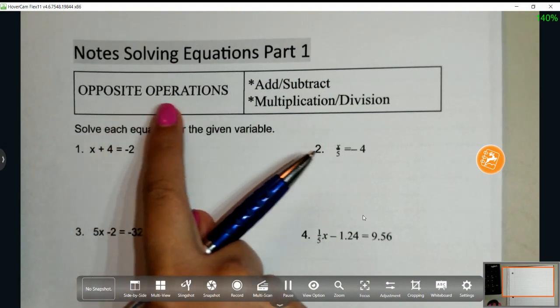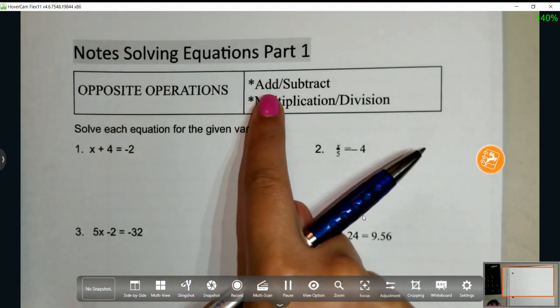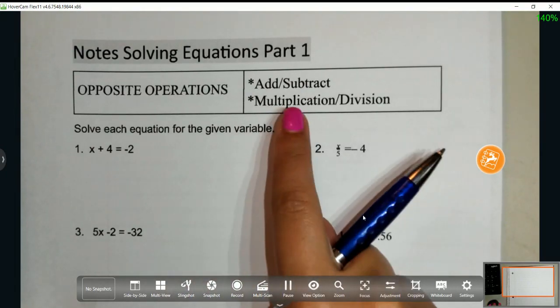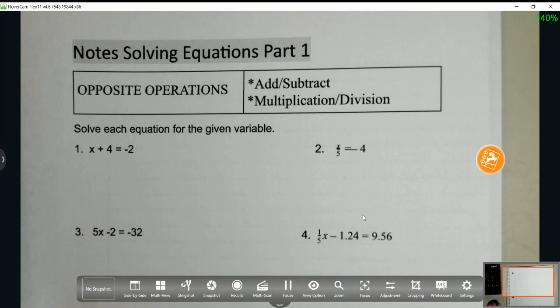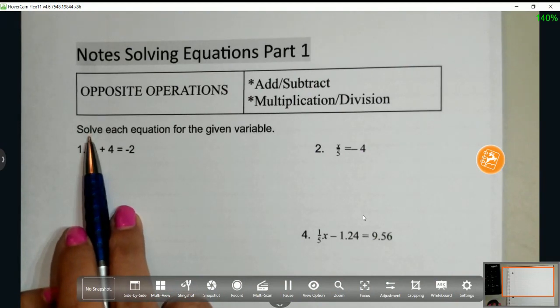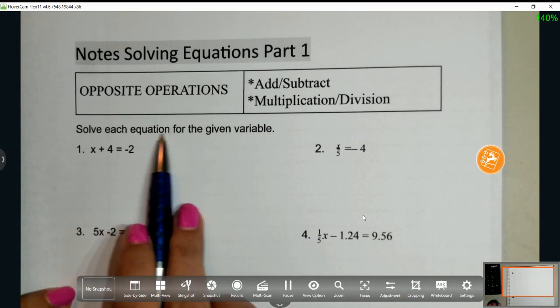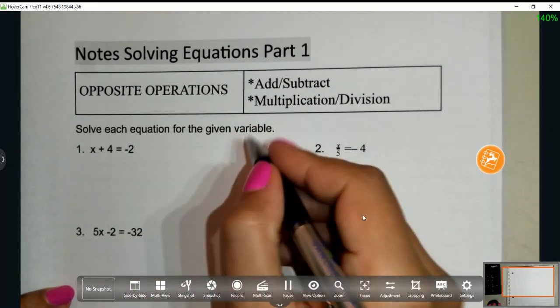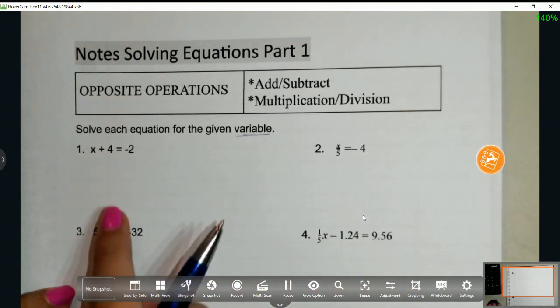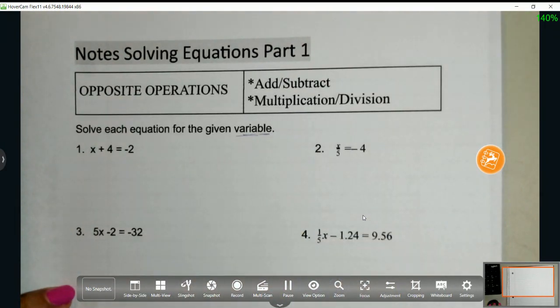So today we're going to focus on opposite operations. Adding and subtracting are opposite operations. They undo each other, just like multiplying and dividing undo each other. So kind of having that in our mind as we get going. Entering into the world of solving equations, this is an exciting day. We're going to solve each equation for the given variable. So remember, variable just means the letter, the unknown.